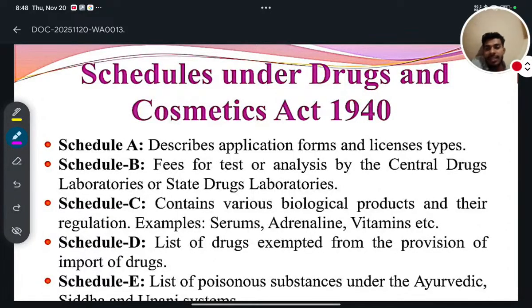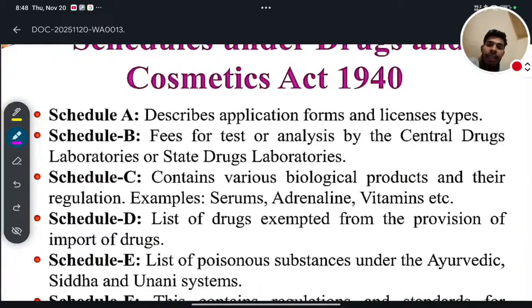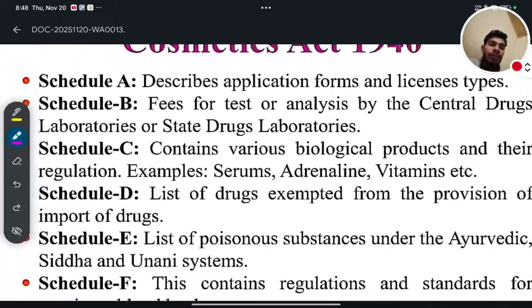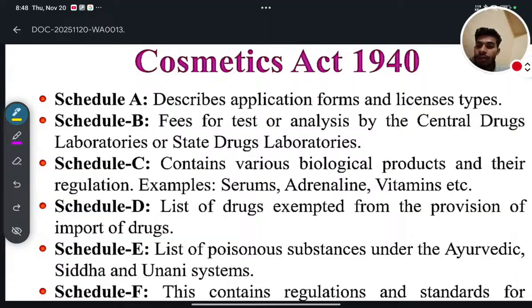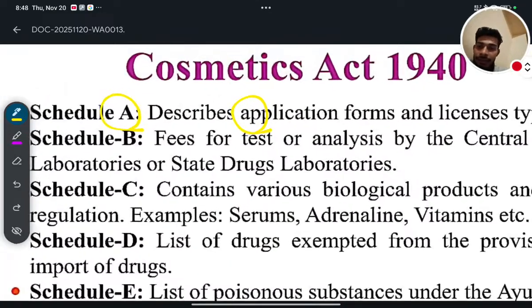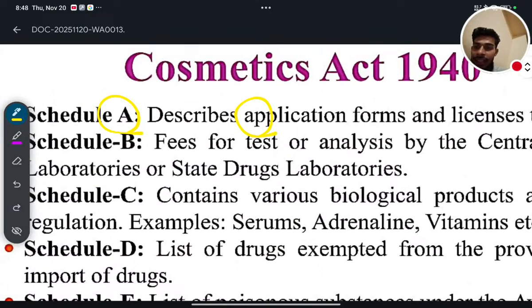The first thing is Schedule A. Schedule A describes application form and licensing types. So how to remember that? See, Schedule A and application. Schedule A application, so A for application. Okay, Schedule A for application.